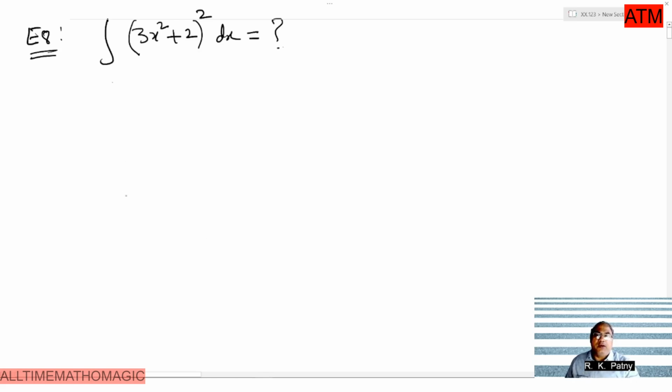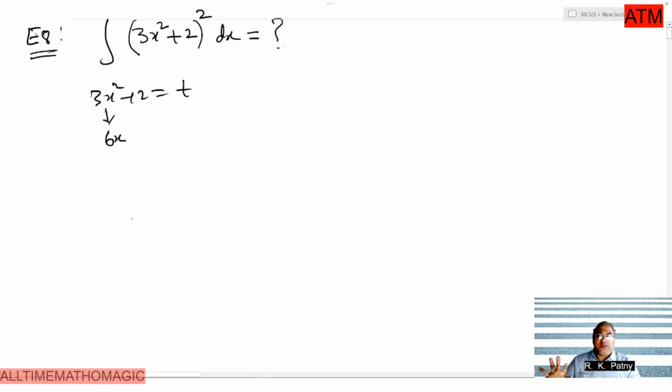Next example, integration of (3x square plus 2) whole square with respect to x. What you do here, you cannot put 3x square plus 2 equals to t, because after putting t we have to take the derivative. After the derivative we will get 6x here. So a variable is also coming, a constant is not coming. Therefore we cannot put 3x square plus 2 equals to t.